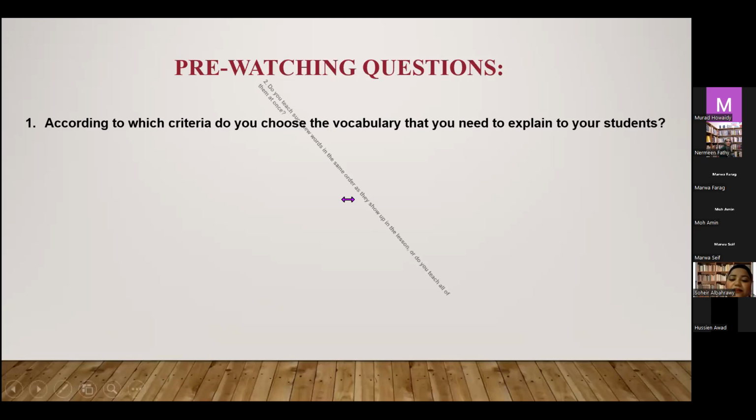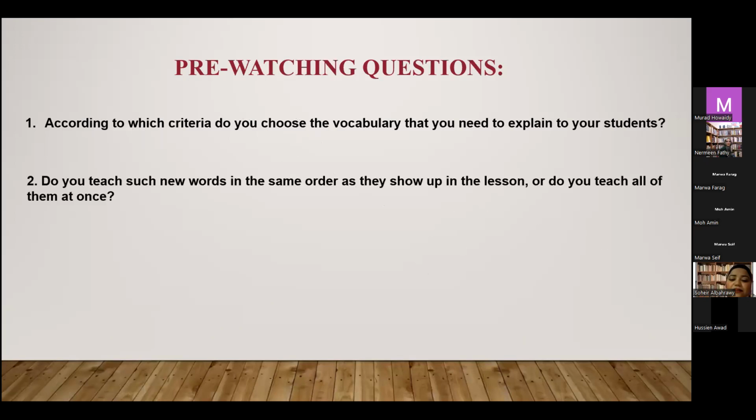Do you teach such new words in the same order as they show up in the lesson, or do you teach all of them at once? Okay, let's answer. Do you teach new words in the same order as they show up, or just all of them at once? In the same order or all of them at once?